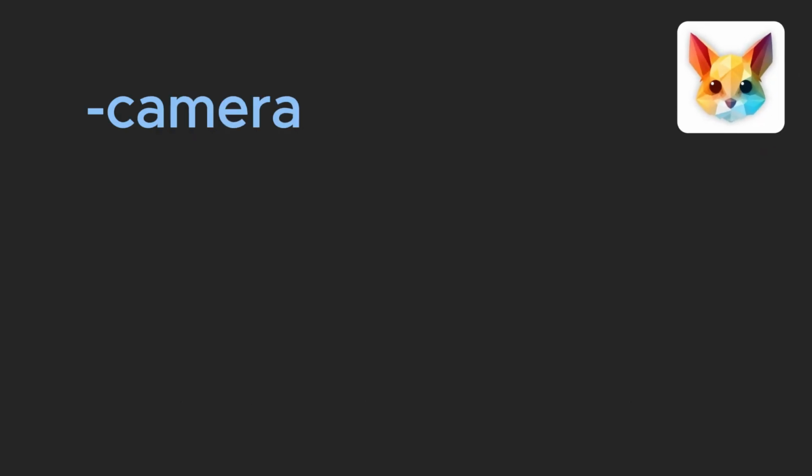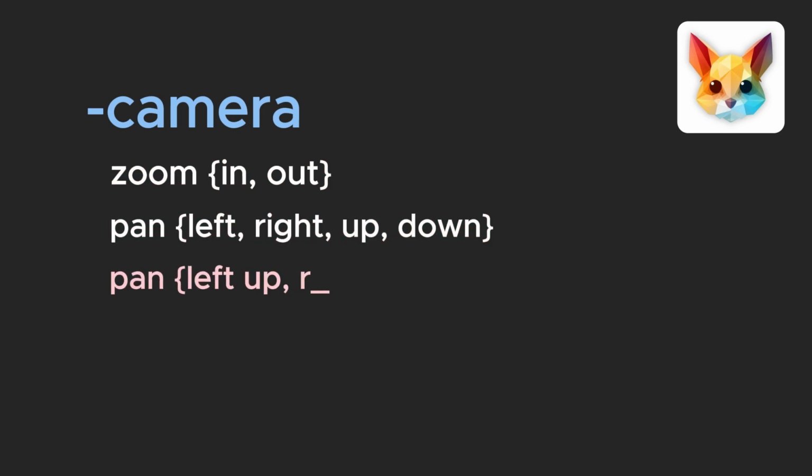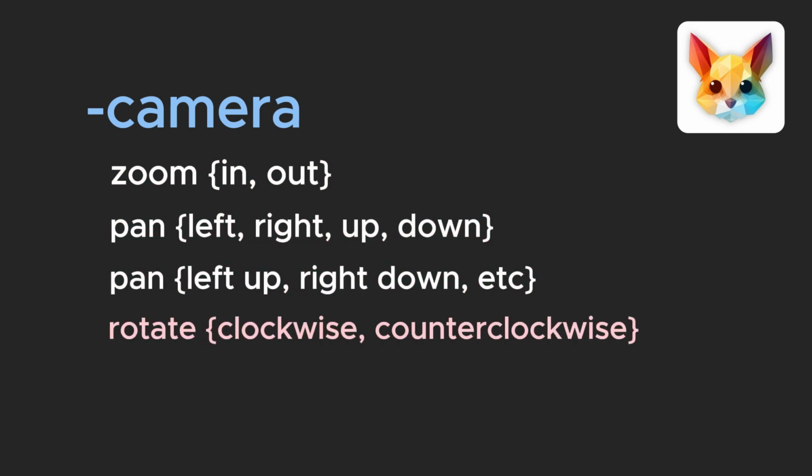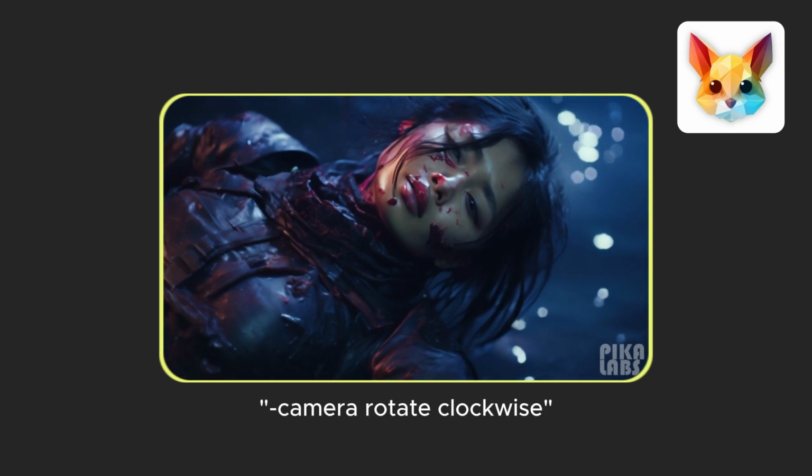The dash camera parameter is an extremely powerful tool and comes with the options to zoom in, zoom out, pan in multiple directions, pan in combined directions, and rotate. Here's an intense camera shot rotating clockwise.